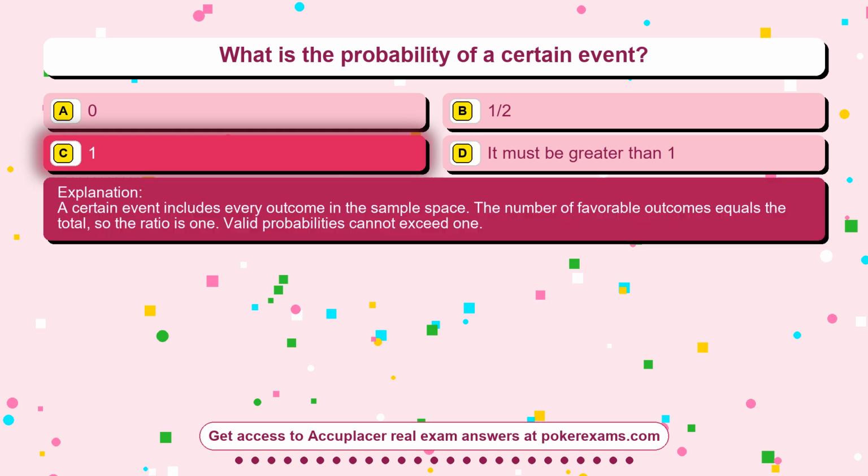A certain event includes every outcome in the sample space. The number of favorable outcomes equals the total, so the ratio is 1. Valid probabilities cannot exceed 1.